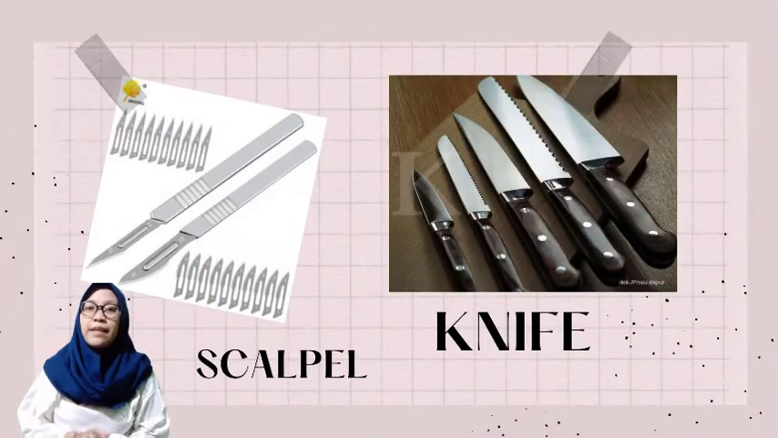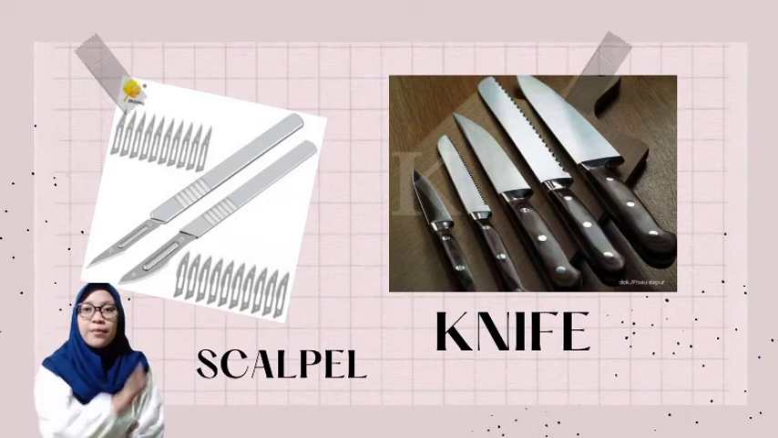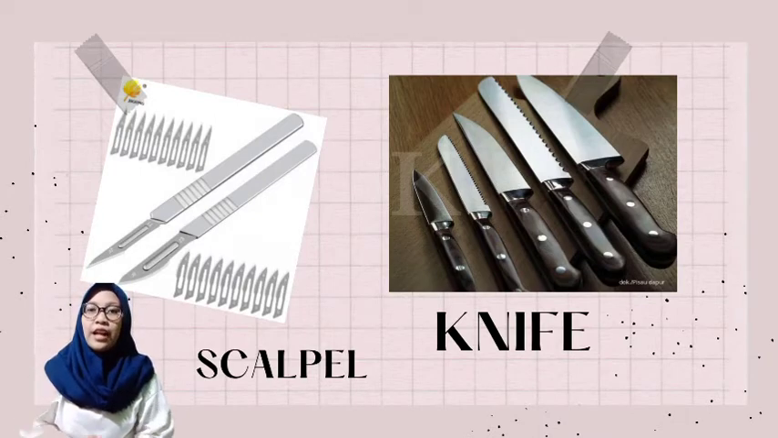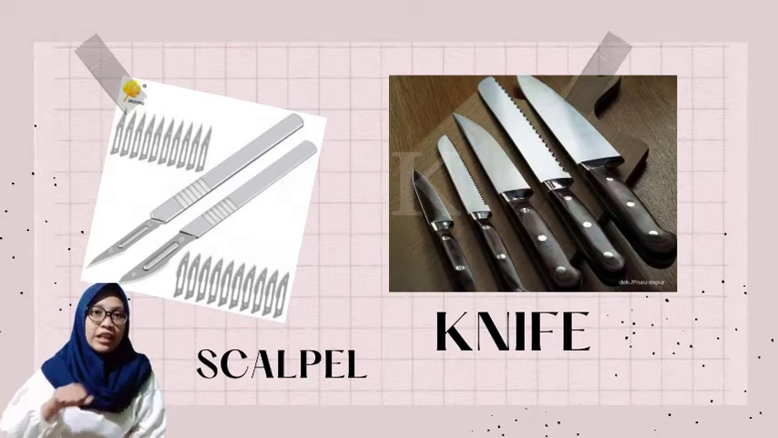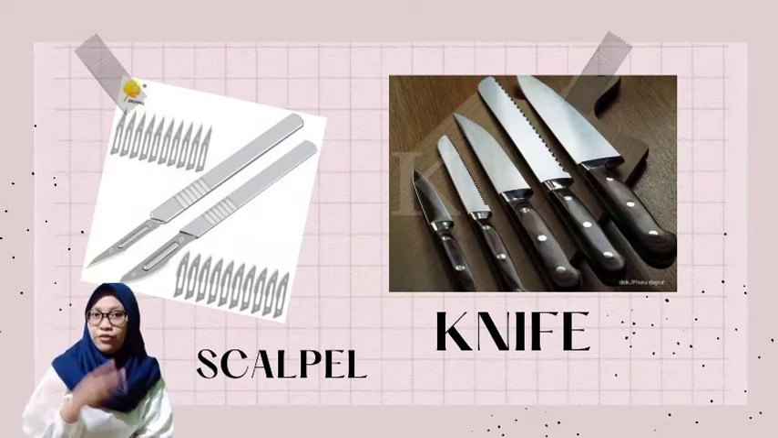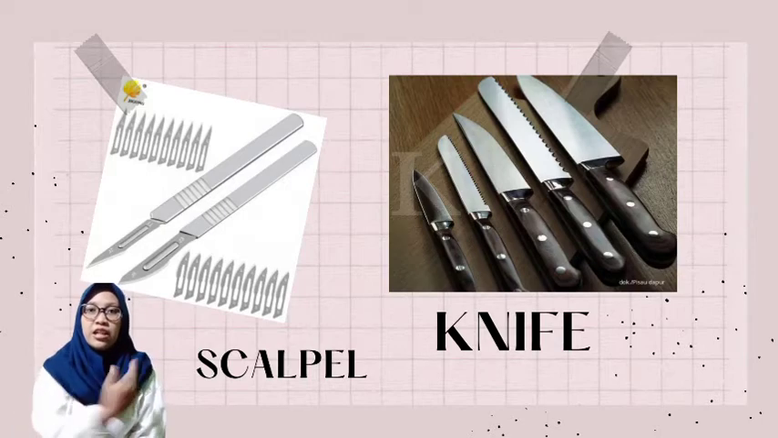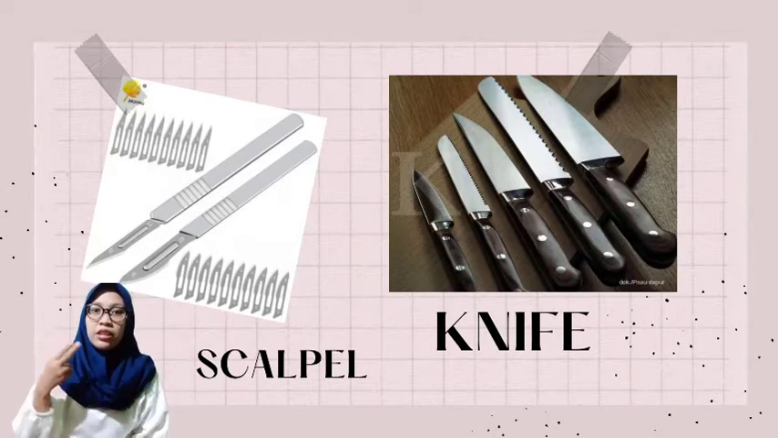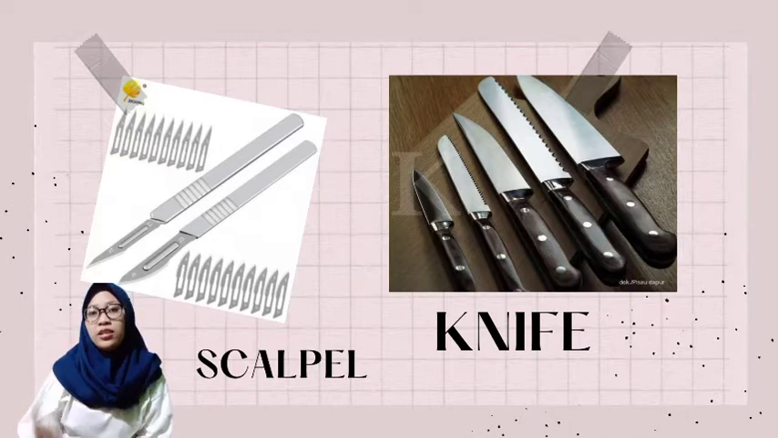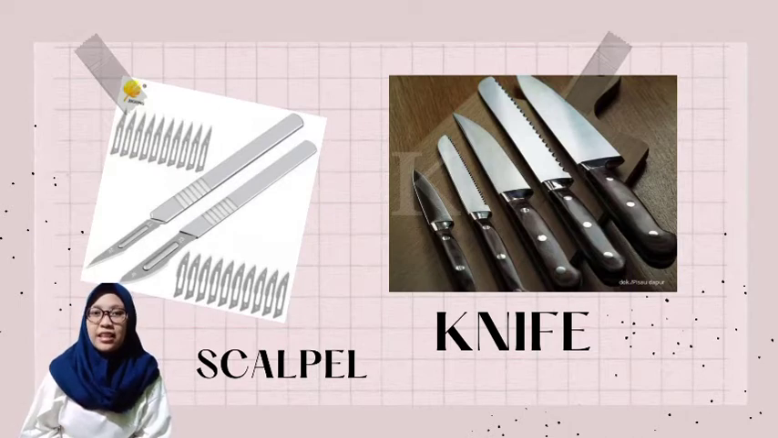Fifth is scalpel or knife or shaving. A scalpel is a small, straight, thin-bladed knife used in surgery, usually used by doctors for surgical operations. If the ordinary knife consists of a blade and a handle used to cut food ingredients, a razor is a cutting tool used to shave unwanted hair from the skin.